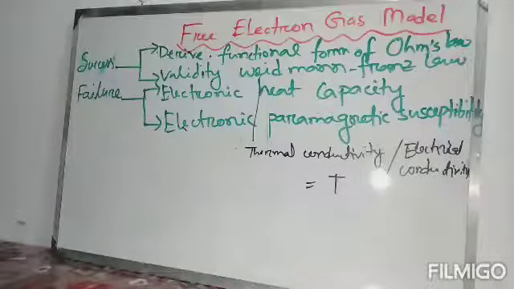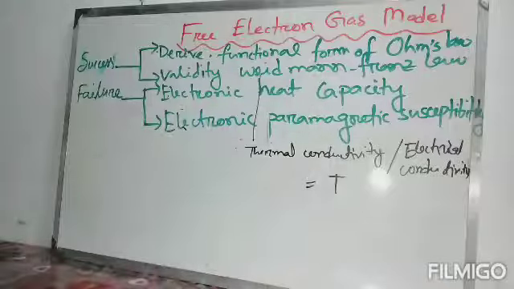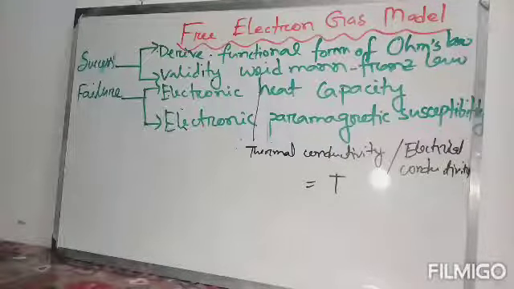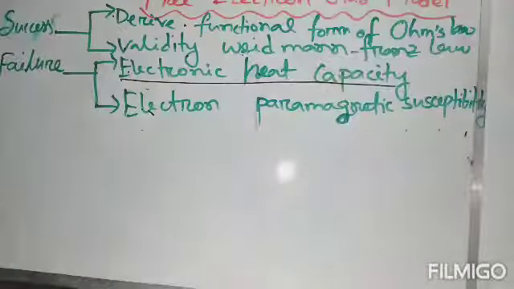But there are also some remarkable failures of the free electron gas model. These are the failures of this model: electronic heat capacity and electronic paramagnetic susceptibility. These two are very important properties of metal, but they cannot be described properly by the free electron gas model. That's why they are the failures of this model. So today we will start from electronic heat capacity.